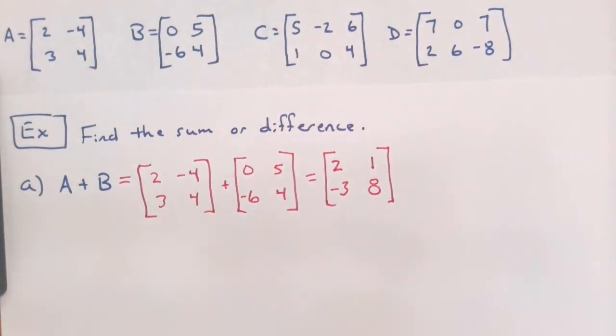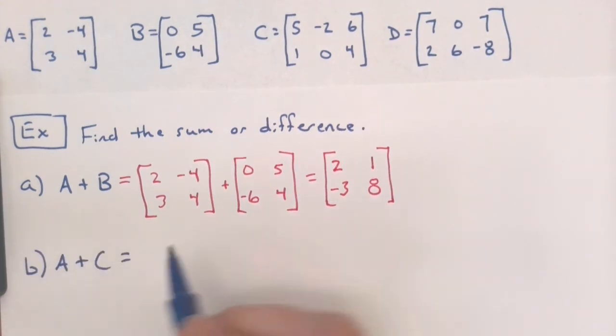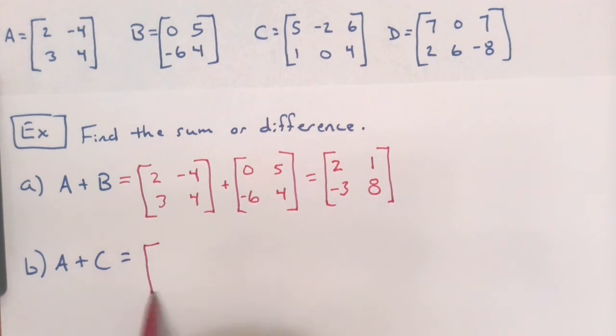Let's take a look at taking matrix A and matrix C and adding those together. Matrix A plus matrix C.